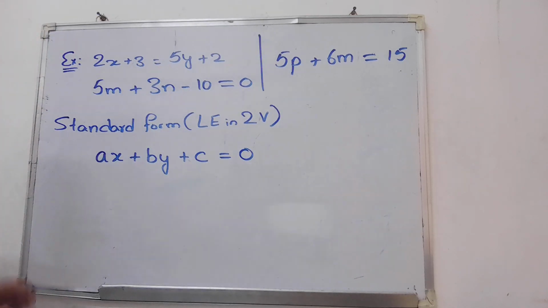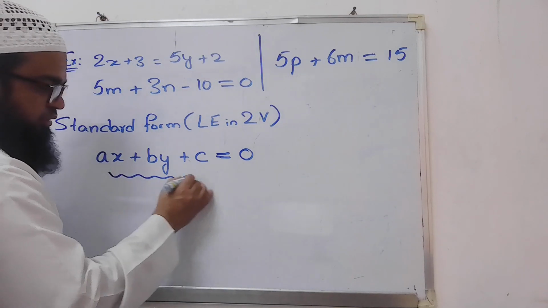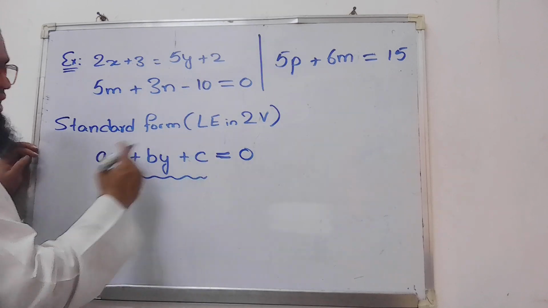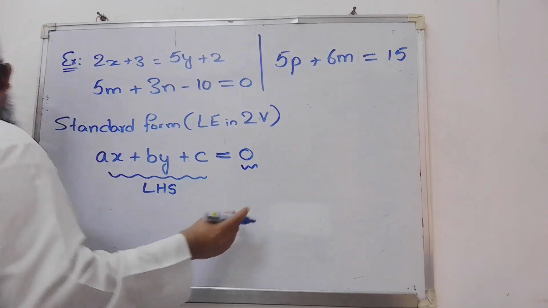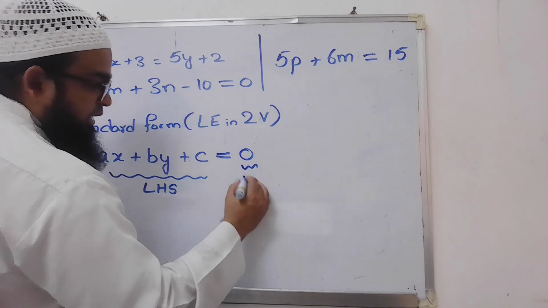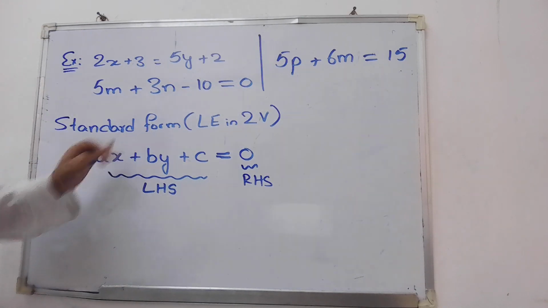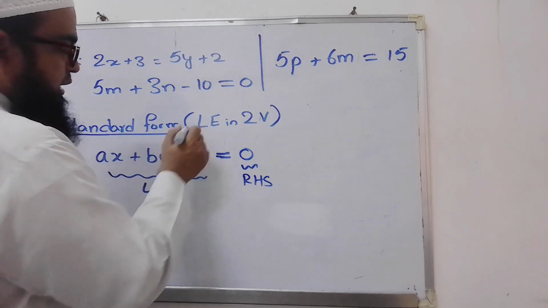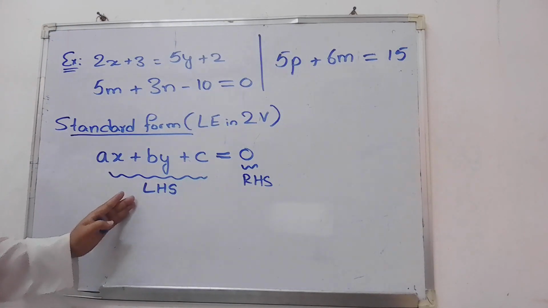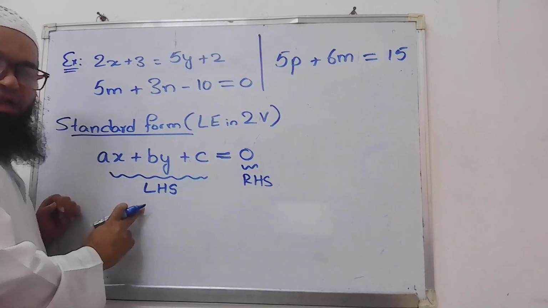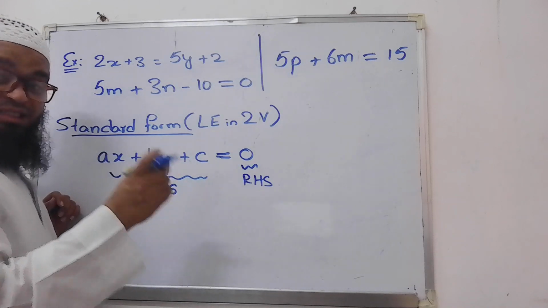So let me try to explain this. This is the equal to sign. You have three terms on the left hand side, so we call it LHS. And here you have the right hand side. Try to understand what I'm telling. The standard form of a linear equation in two variables consists of LHS and RHS, where all the terms are written on the left hand side, and on the right hand side you have 0. So this is the standard form.